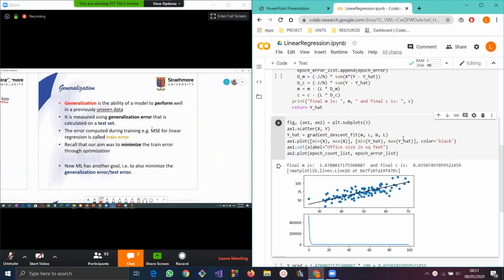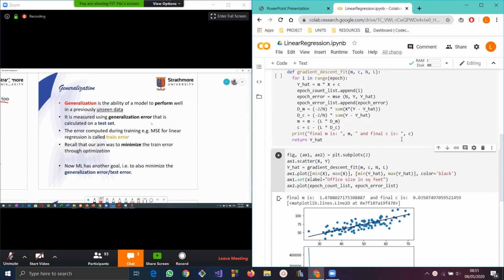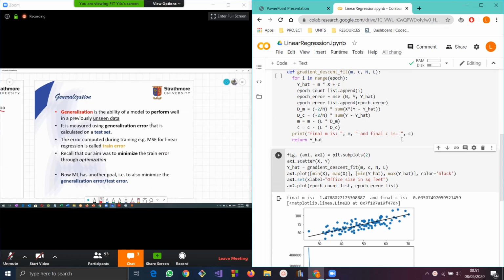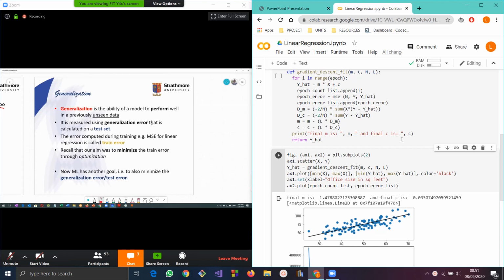What kind of problems? The key thing here is something called generalization. What is generalization? It's the ability of a model to perform well on previously unseen data. Recall, and I encourage you to actually get this because it is very important. It will help you a lot in machine learning.